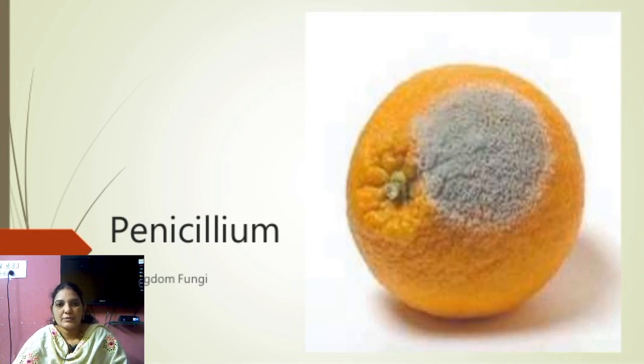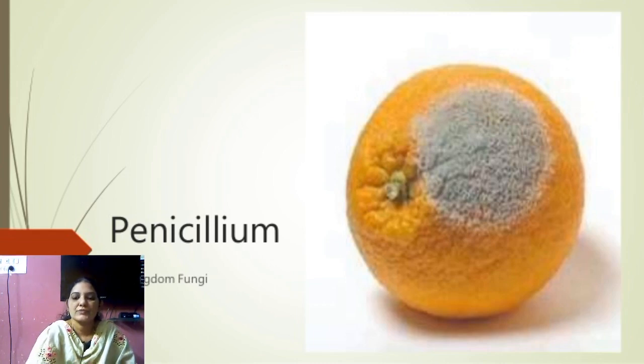Today we discuss Penicillium fungi. Penicillium is a saprophyte. It lives on citrus fruits of the Rutaceae family: orange, lemon, sweet lime, etc.